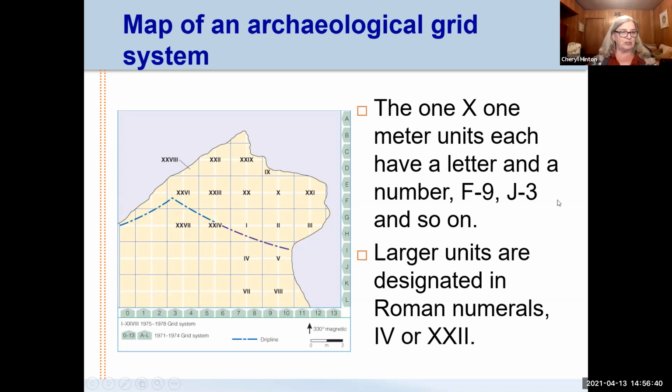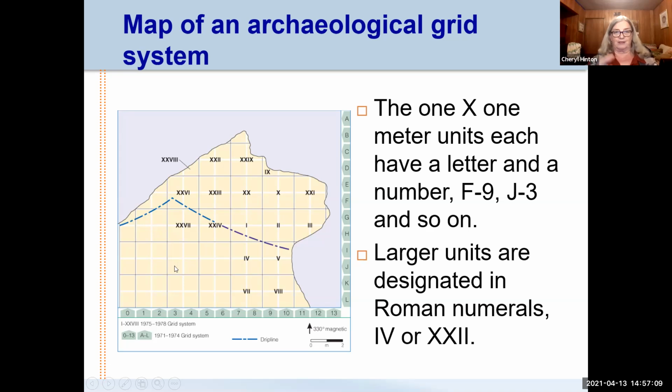So let's look at the letter F and the number 9. So here's the 9 row, and there's the F row. So we're talking about this unit right here, F9. Let's look at J3. All right, so here's the J row, and from the J row, there's the number 3 right here. So this unit is unit J3.